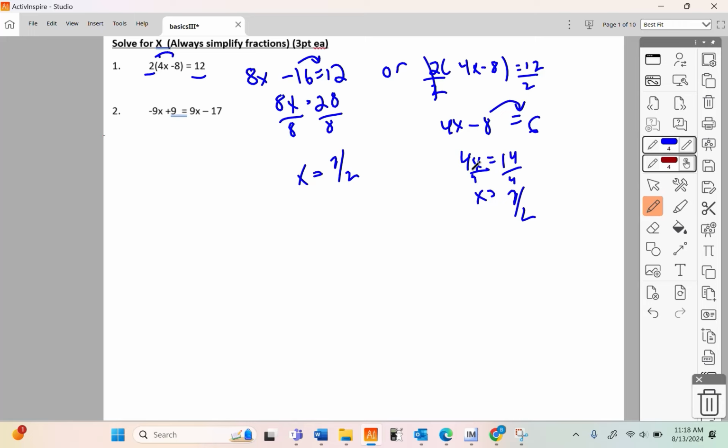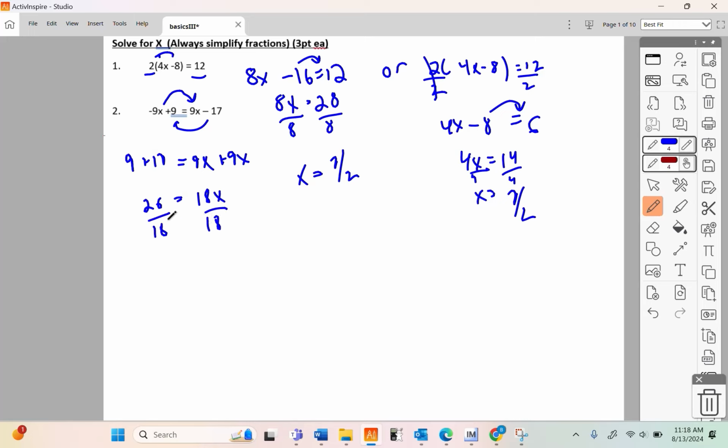Number 2, nothing wrong with number 2. I'm going to move my x's right, my numbers left, because there's more x on the right. The right is going to be the 9x that was there, plus this one, because if we jump equality, we change our sign. Left-hand side had a 9. Going to move 17 over. It's going to become positive. We're going to do that in mental math. 9 and 17 is 26. And 9 and 9 is 18. Then we're just going to divide by the 18 and reduce the fraction.